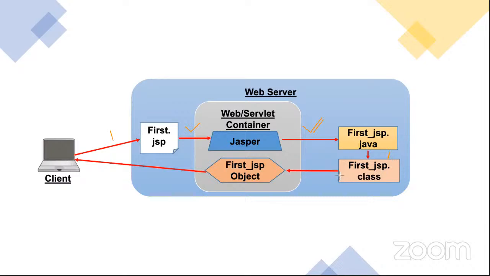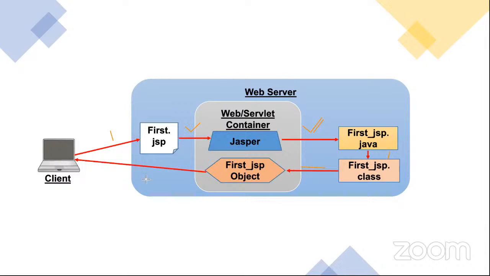After this, the .java file gets executed, which means the object of that JSP is created, and the methods get called, depending on the logic which we have written. The initialization method will be called, and then the service method, depending on the logic, and then the destroy method. So that is the lifecycle.